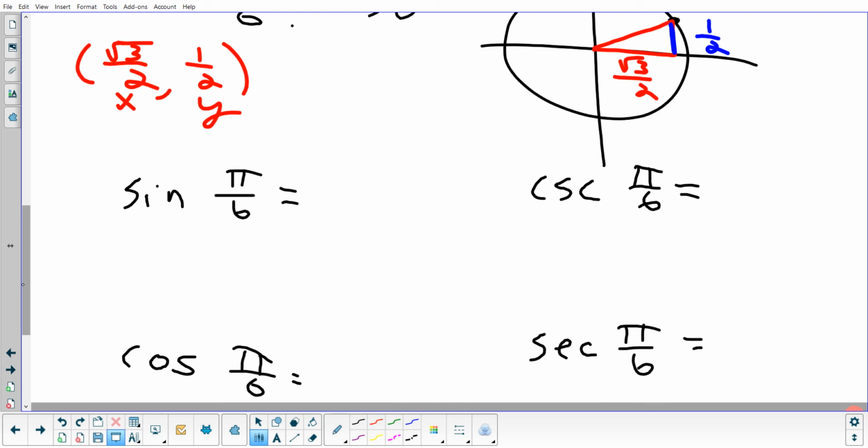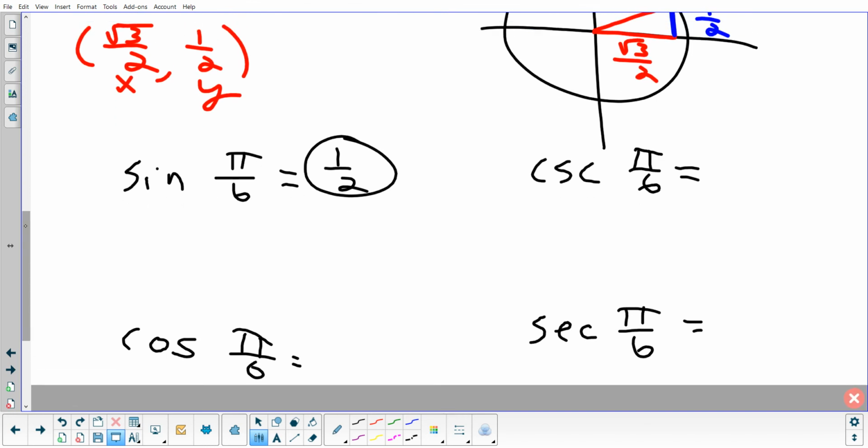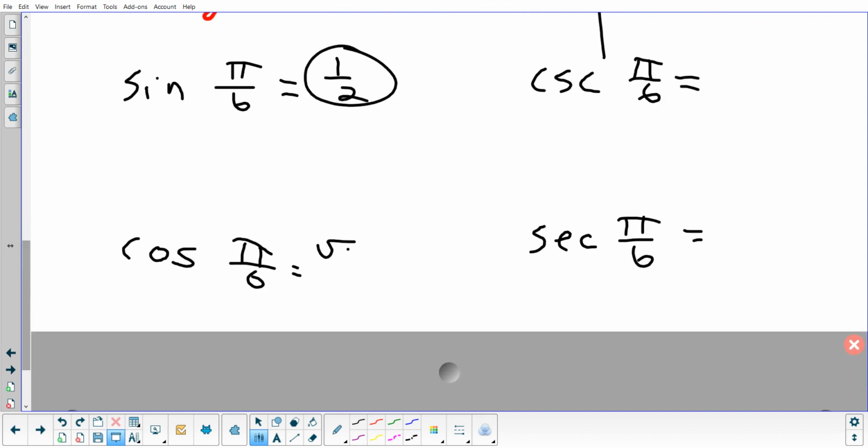I know that it would be 1/2. Yeah, the sine is the y, and this time 1/2. Done. Okay, Ryan, how about my cosine? It would be square root of 3 over 2. Yep, cosine is the x, square root of 3 over 2, and that's it.